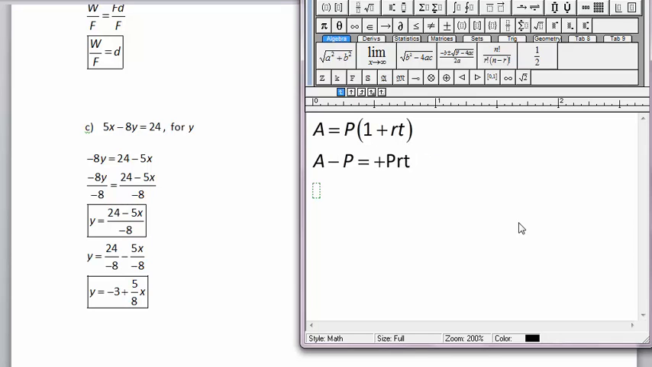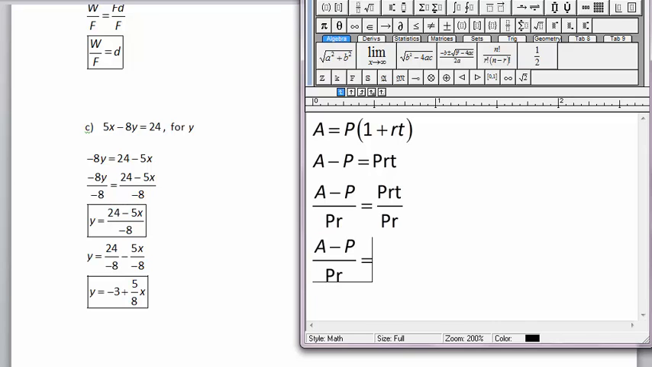P minus p is 0, so I have a minus p equals prt. Let's copy that. And then, because we have p and r both being multiplied by t, we're going to want to divide those off. We can divide them off together, dividing by both p and r. That's going to give us a minus p divided by pr equals t. So our equation has been solved for t.